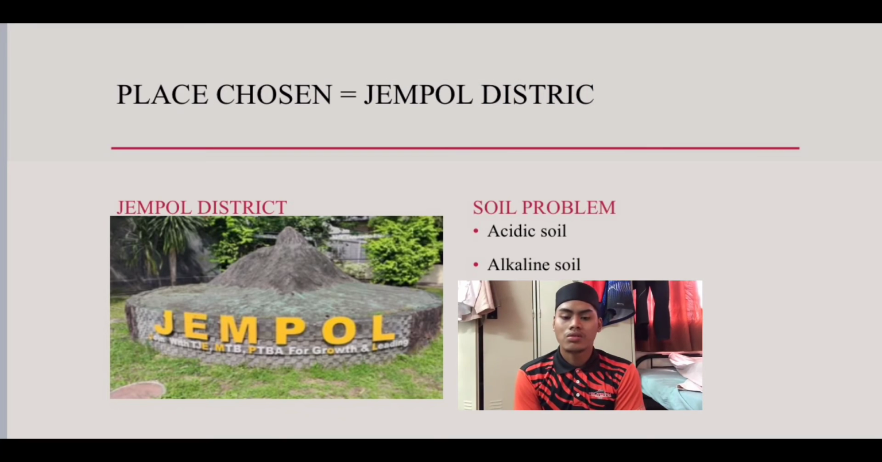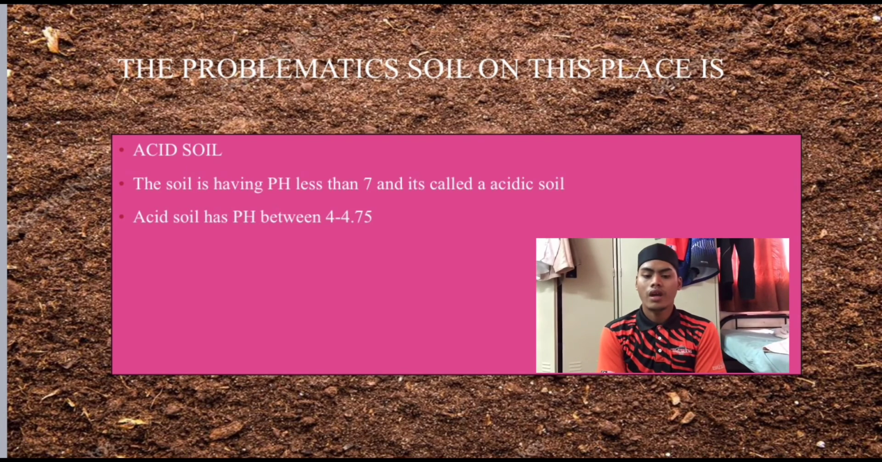The place we chose for the problematic soil is Jompol district. Jompol district is a place in Negeri Sembilan. The problem of the soil in Jompol district is that the soil is very acidic and the soil also is alkaline. So the problematic soil in this place is acid soil.